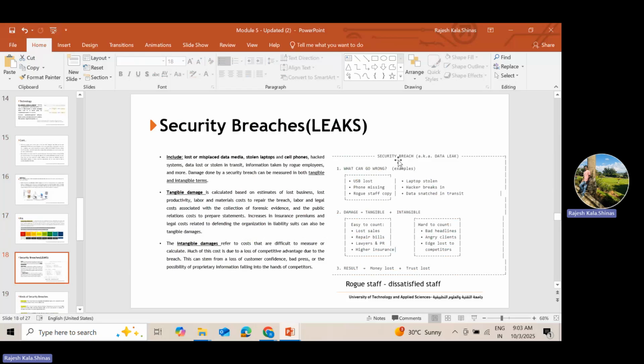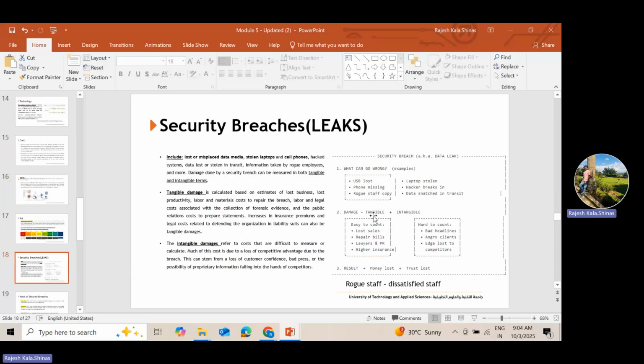Security breaches means, for example, a USB is lost, then a laptop is stolen. Somebody has taken my laptop. My phone is missing, somebody stole my phone. A hacker breaks into my computer or network. Rogue staff copy means some staff members who are not satisfied with the company and want to move to another company will copy all the data. Data snatched in transit: you send the data, but in between you and the receiver, the data is leaked. Somebody tapped your data. Then what damages happen? It may be tangible and intangible.